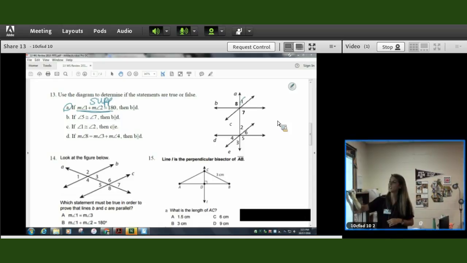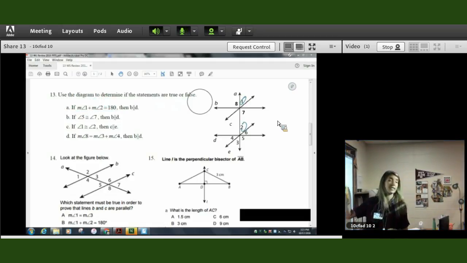Let me just finish it off since I started. Those are corresponding angles. Corresponding angles are not supposed to be supplementary. They don't start with an S. So that's why A was false. But you want C. Okay, C.